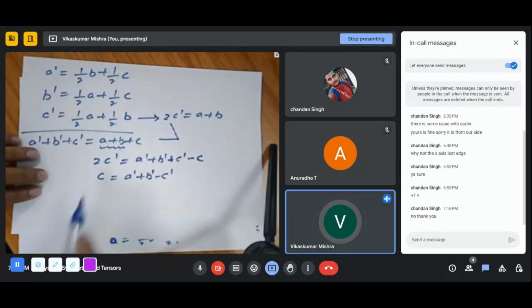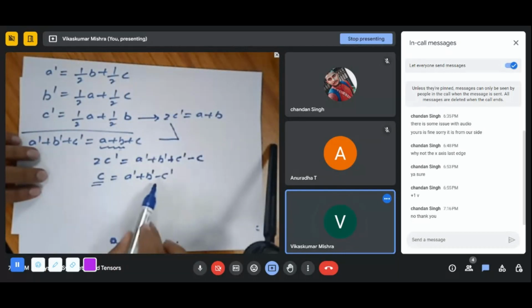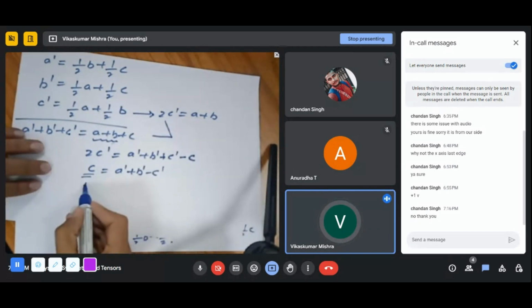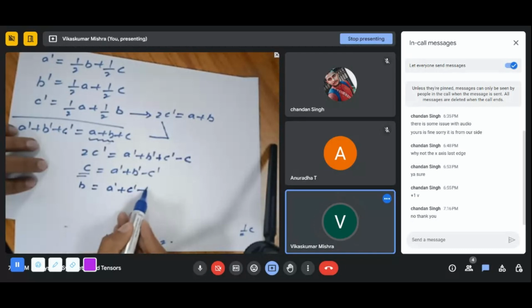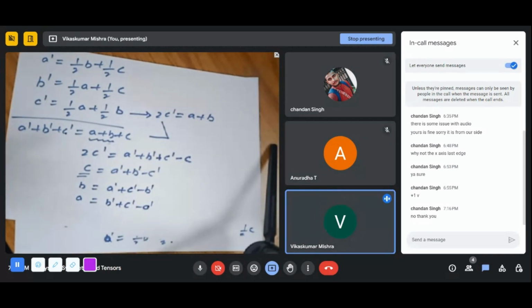Okay, so here we can see that in the case of C, the C part is negative, the remaining two are positive. In a similar manner, we can write B to be A prime plus C prime minus B prime, and A we can write as B prime plus C prime minus A prime. And that's how it is, and this is all.